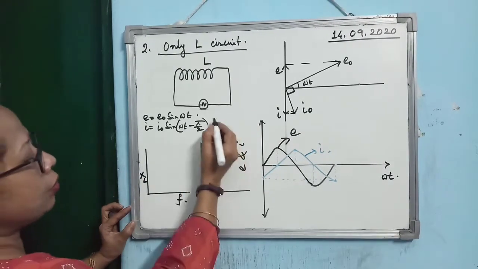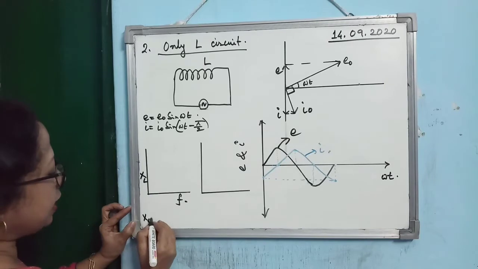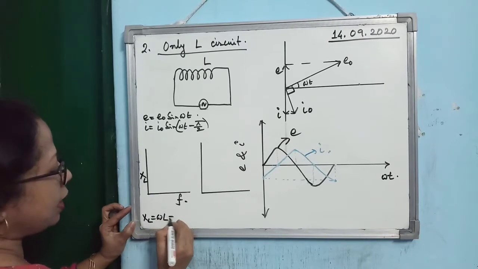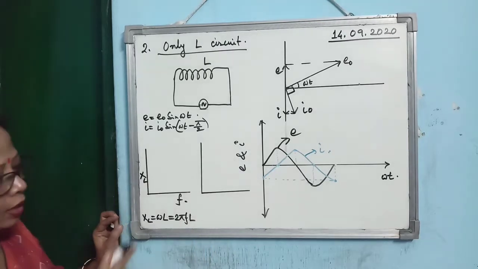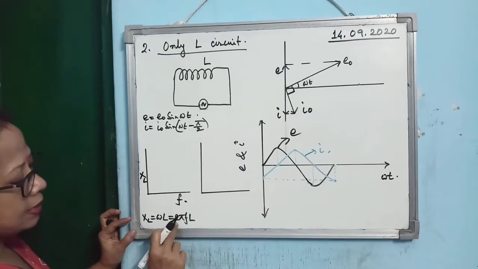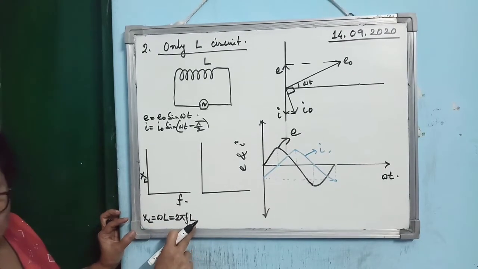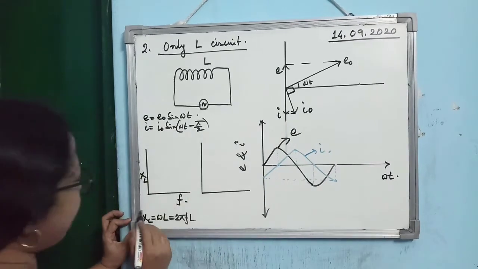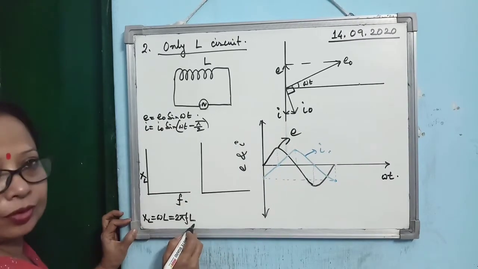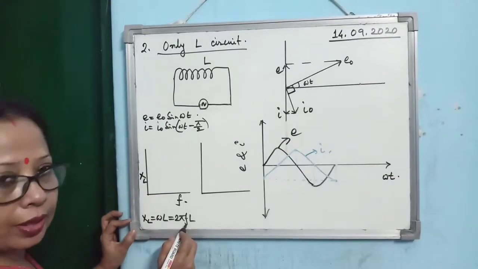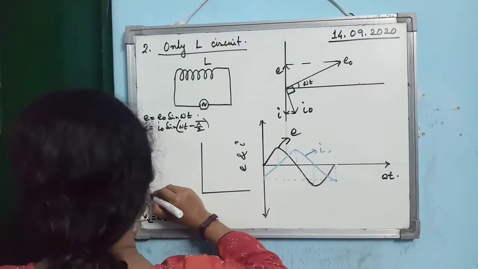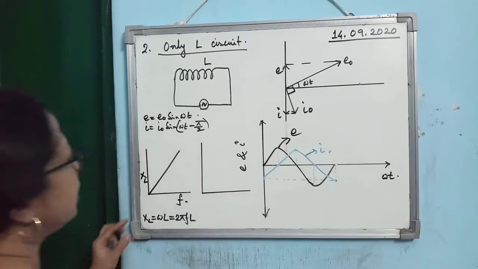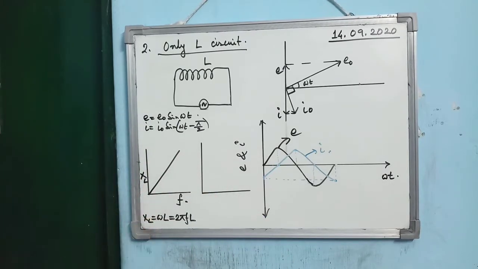Okay, now we know what the relation is. XL is equal to omega L, and omega one can write as 2 pi F, so XL is 2 pi FL. Alright, so according to this relation, XL varies linearly with the frequency, isn't it? So you see, if you draw the XL versus F graph, it will be a straight line passing through the origin.